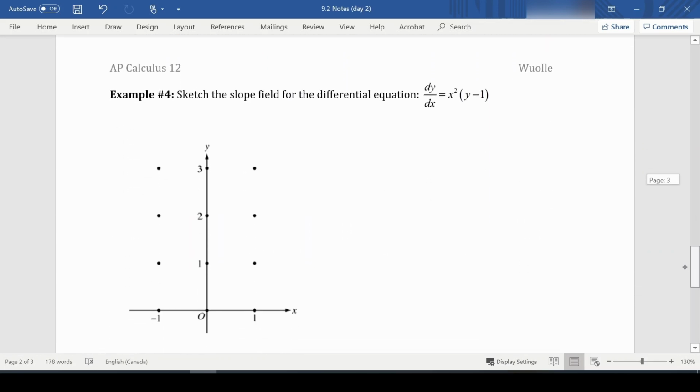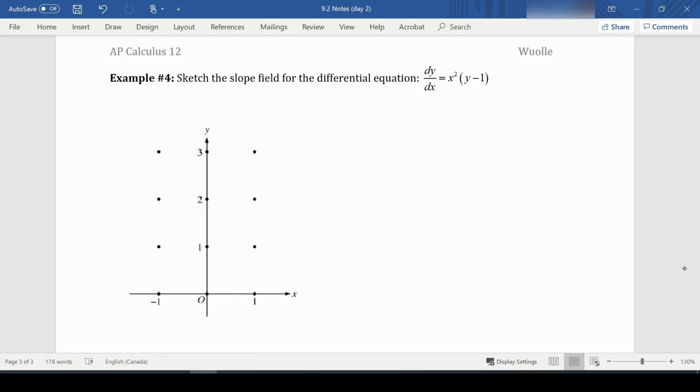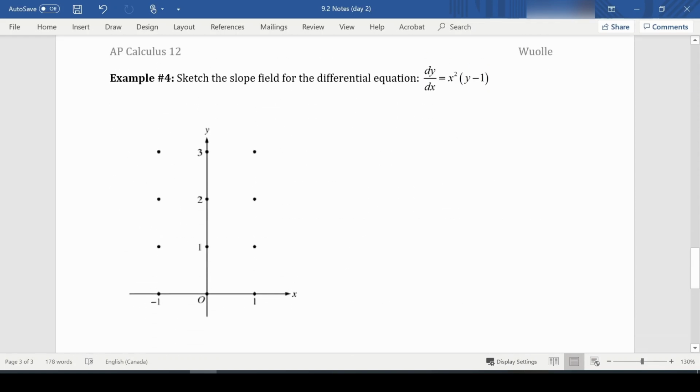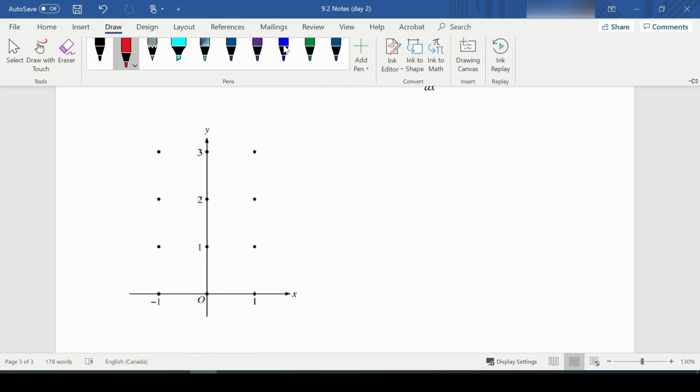All right, this next one. This is a typical grid that you would see on an AP exam. This is about how big their grids are going to be. They want you to draw, okay? So we want to just sketch the slope field here. We aren't doing anything past that, just sketching the slope field. There's no curve that we're going to be drawing in for this one.